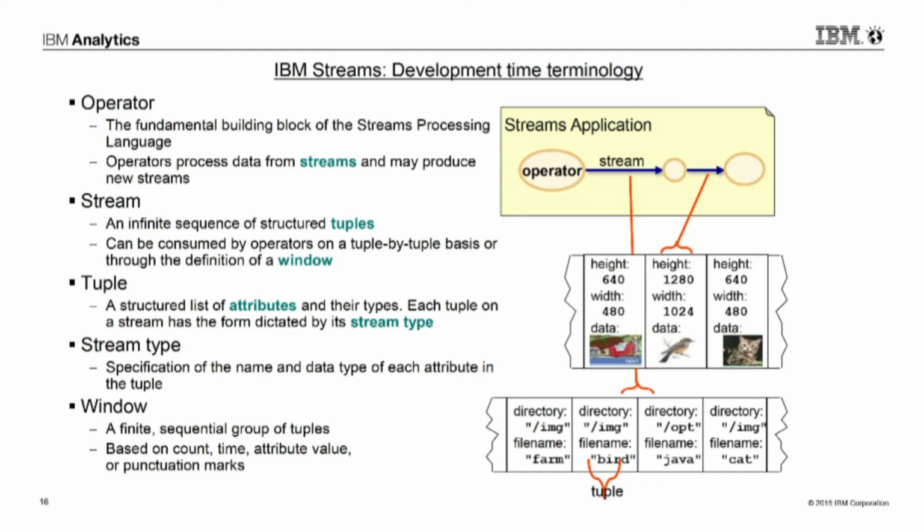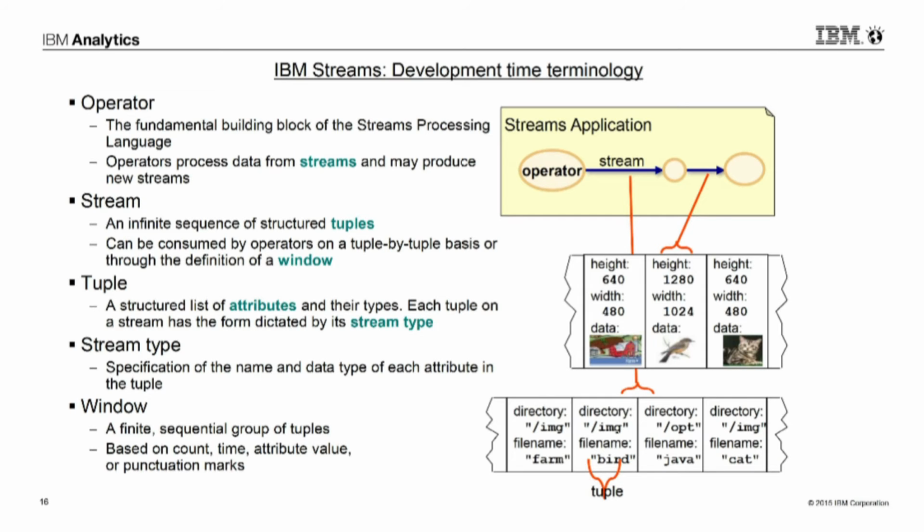Stream type, we specify what is the schema. Streams is a strongly typed system, again, different than Python, which is not a strongly typed system. You have to specify what is the schema of each record that's coming through. And I'll show you the data types in a second as an example. And then a window is just some grouping of those tuples which came through.